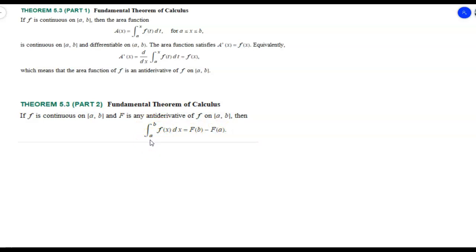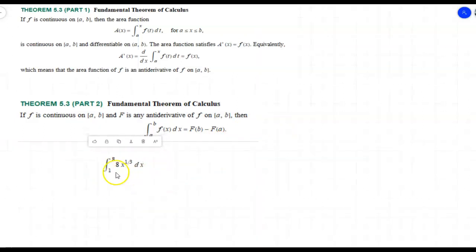All right, so let's take a look at how we use this, because this is it. If you need to know this, there will definitely be questions on the final exam using this. So make sure that we know it. All right, so let's take a look at this definite integral right here. So this is from 1 to 8 of 8x to the 1/3 dx.